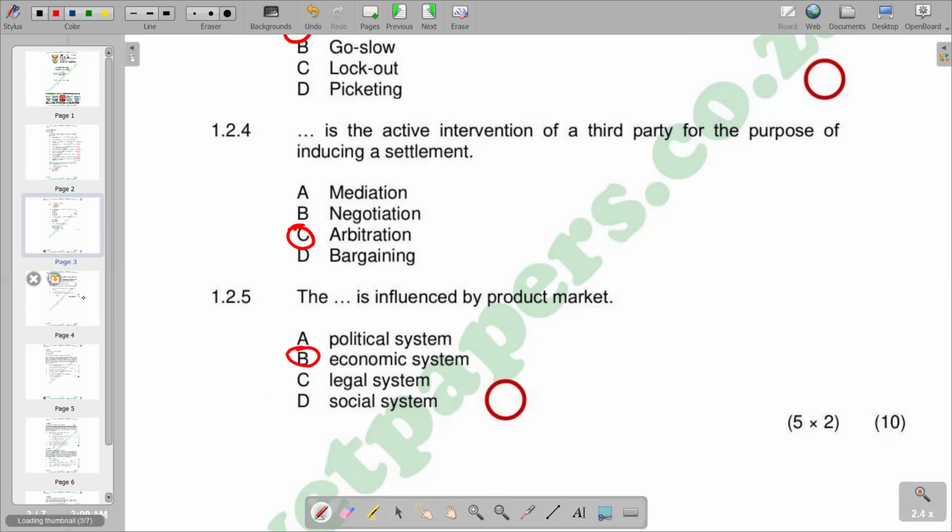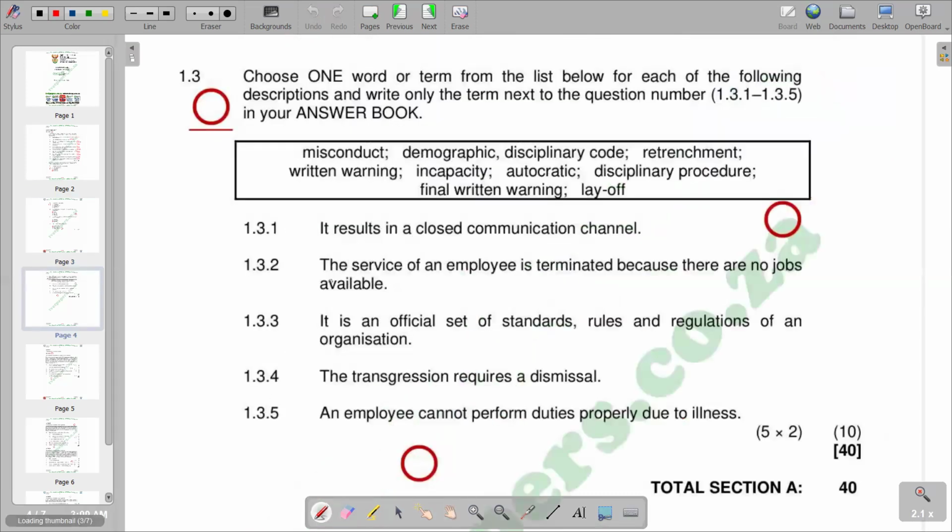So we go to the next part, which is going to be the last part, 1.3. Choose one word or term from the list below for each of the following descriptions and write only the term next to the question number. We've got questions 1 to 5. We have words that we are given there, and then the questions follow. So the first question reads, it results in a closed communication channel.